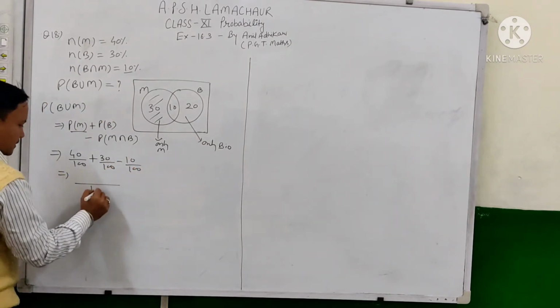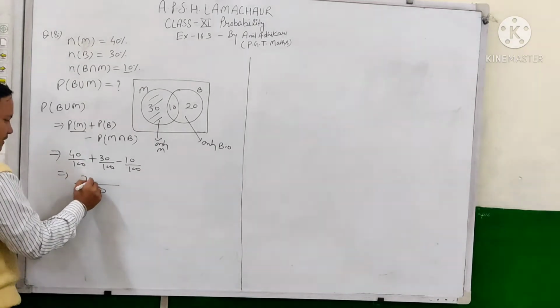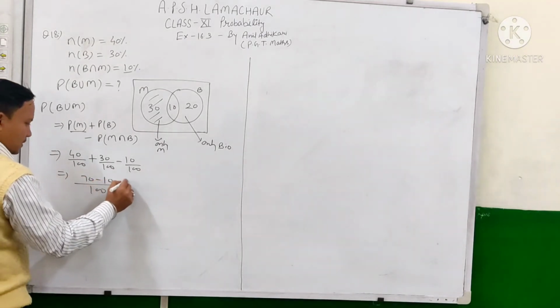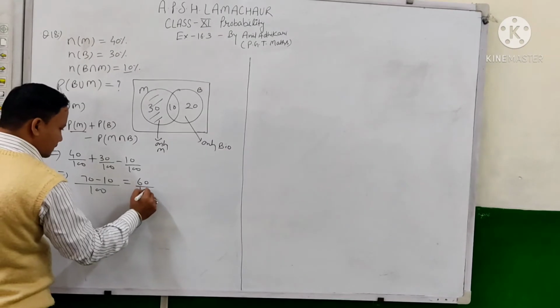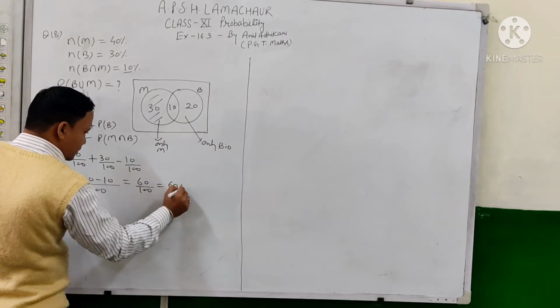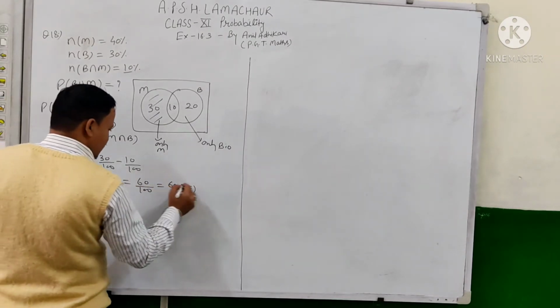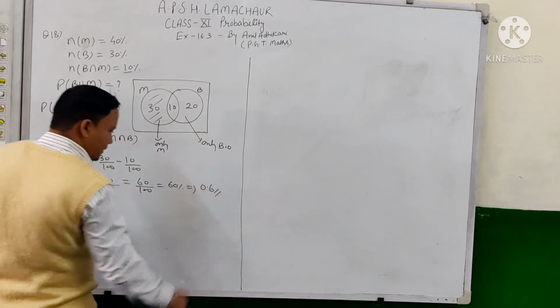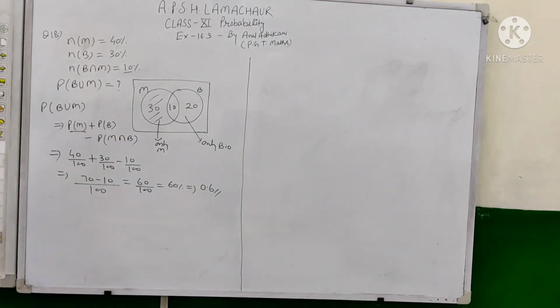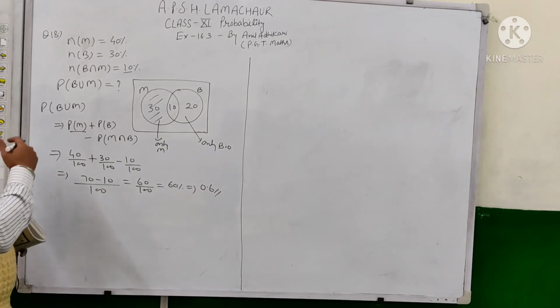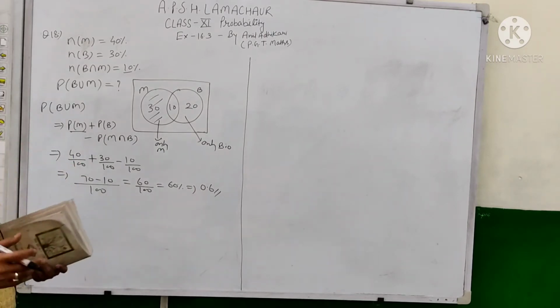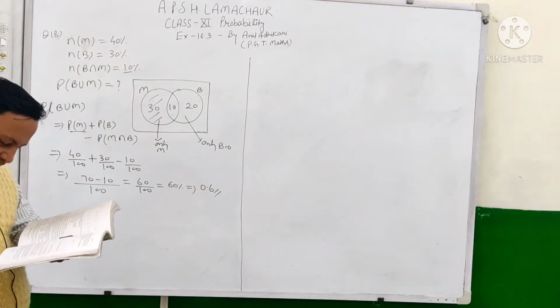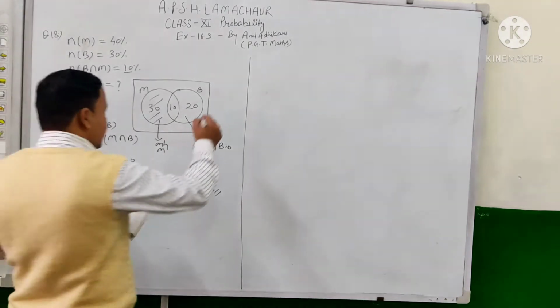Now taking 100 as LCM, 40 plus 30 is 70 minus 10, that is 60 upon 100. So 60%, or you can say 0.6. Okay, 0.6 is the probability of the student studying mathematics or biology. Okay. Now question number 19.